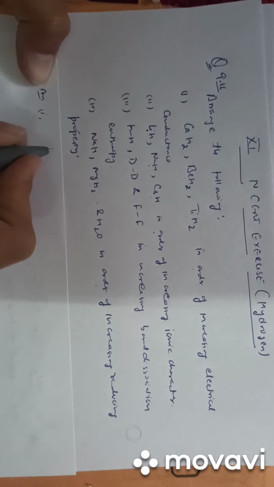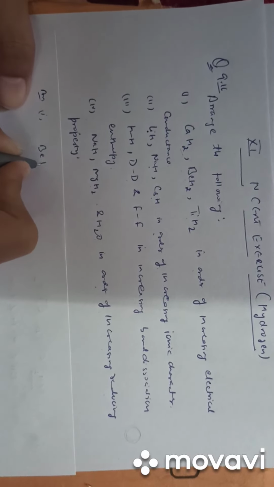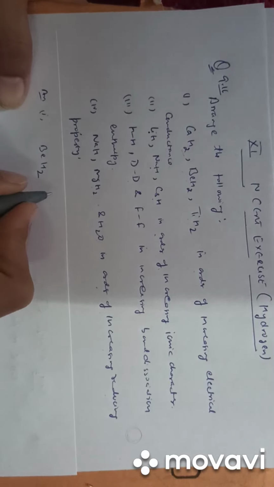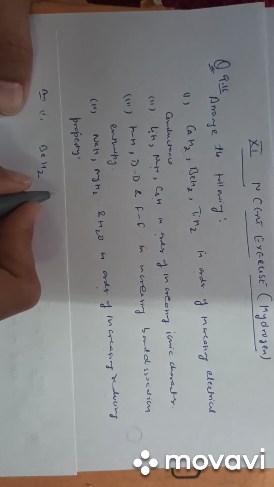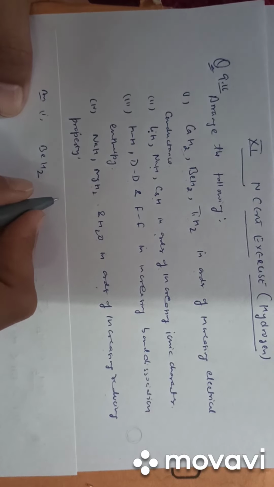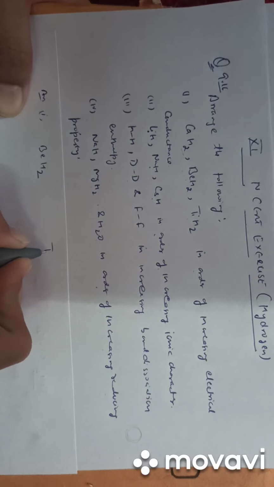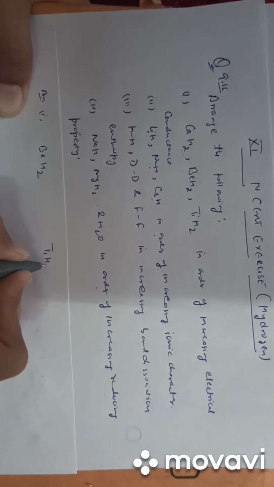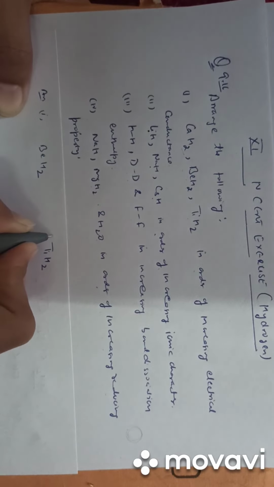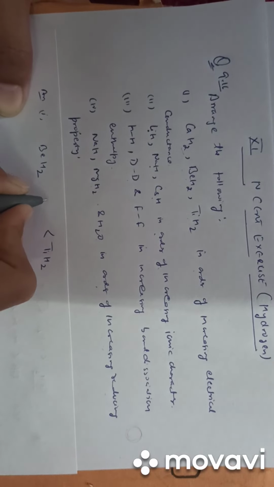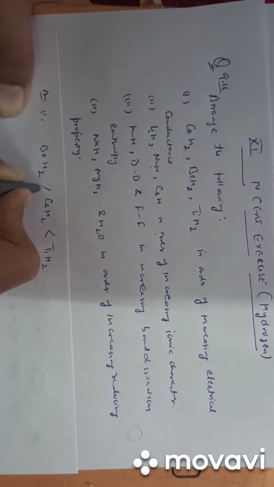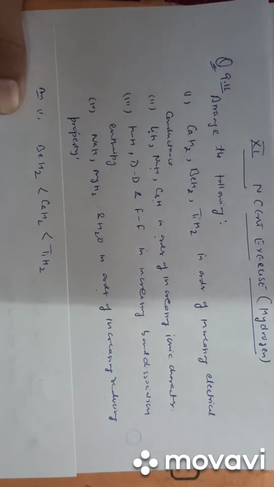Okay, so first of all, this beryllium hydride is a covalent hydride, so it does not conduct electricity at all. And comparing the calcium hydride and titanium hydride, we know that titanium is a d block metal, so its metallic character is high, so its conductivity will be maximum. So this will be the order.